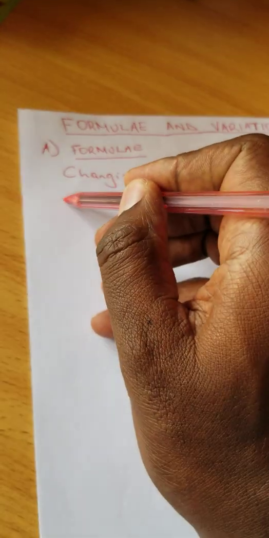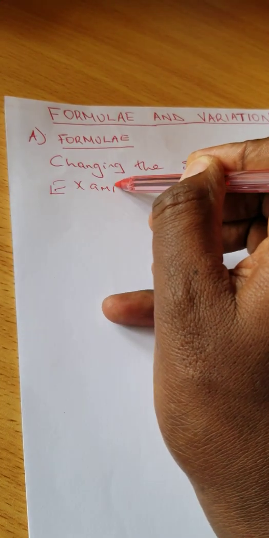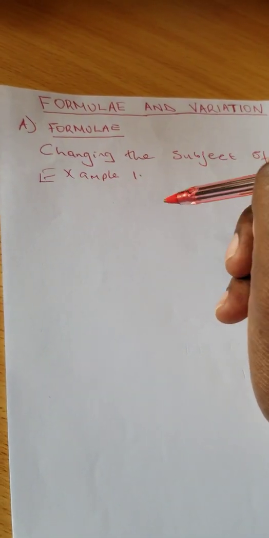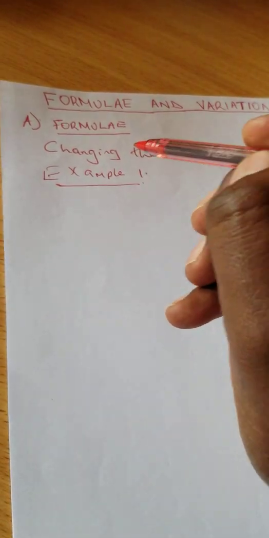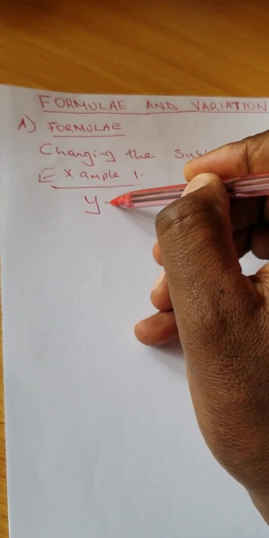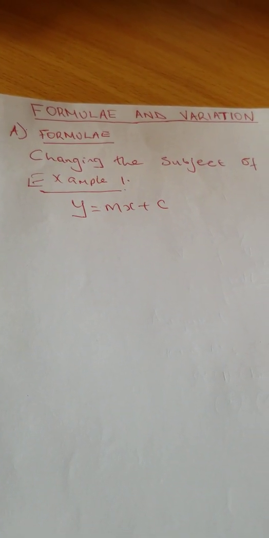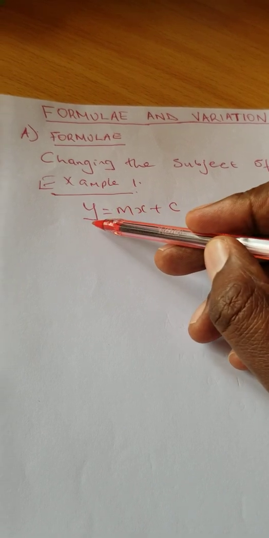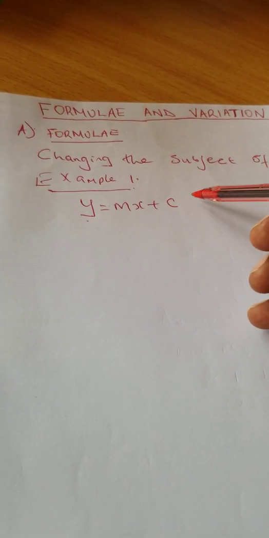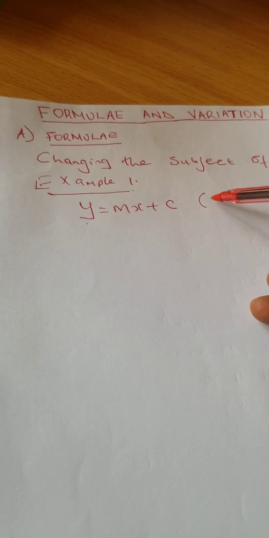So to begin with, we are going to look at how you can change the subject of a formula. You know so many formulas, and you should be able to change the subject depending on what is required. For example, if we look at that example, the formula we know, y is equal to mx plus c. This is the general equation of a straight line. Now, the subject of the formula is y, but we want to change the subject and make x the subject.